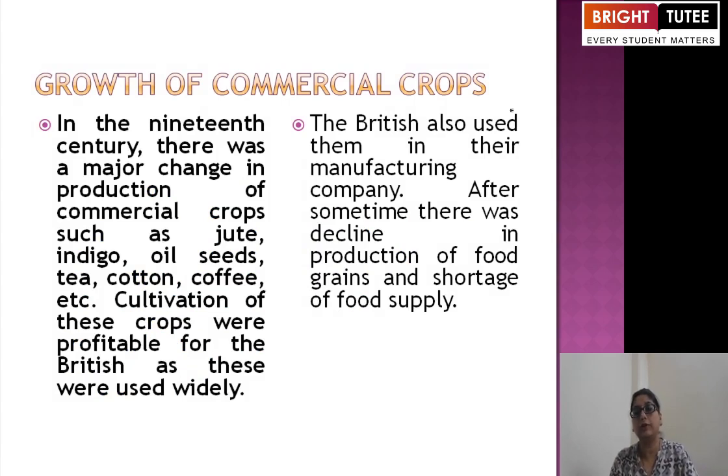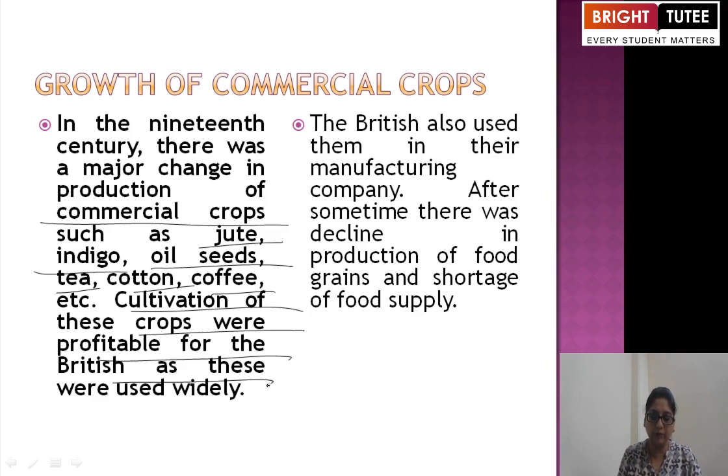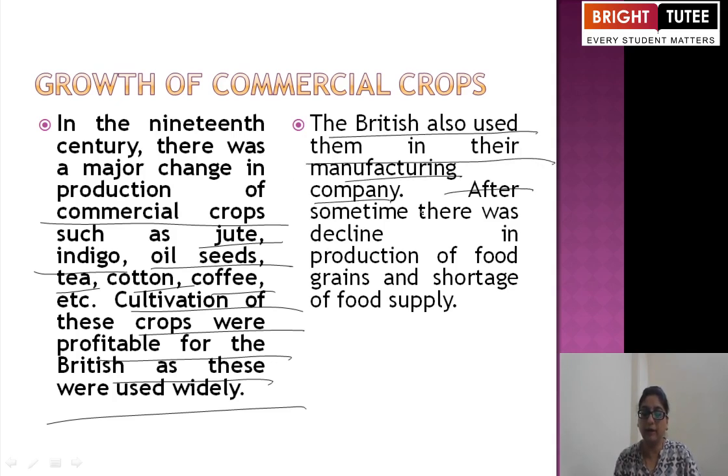Now, growth of commercial crops. In the 19th century, there was a major change in production of commercial crops. What were those commercial crops? Jute, indigo, oilseeds, tea, cotton, coffee, etc. Cultivation of these crops was profitable for the British as they were used widely, because in foreign countries also there was a lot of use of all these commercial crops, and Indian soil was found very fertile for the production of all these things. So here the farmers and the peasants were forced to produce these commercial crops. The British also used them in their manufacturing companies, and after some time there was a decline in the production of food grains and a shortage of food supply.